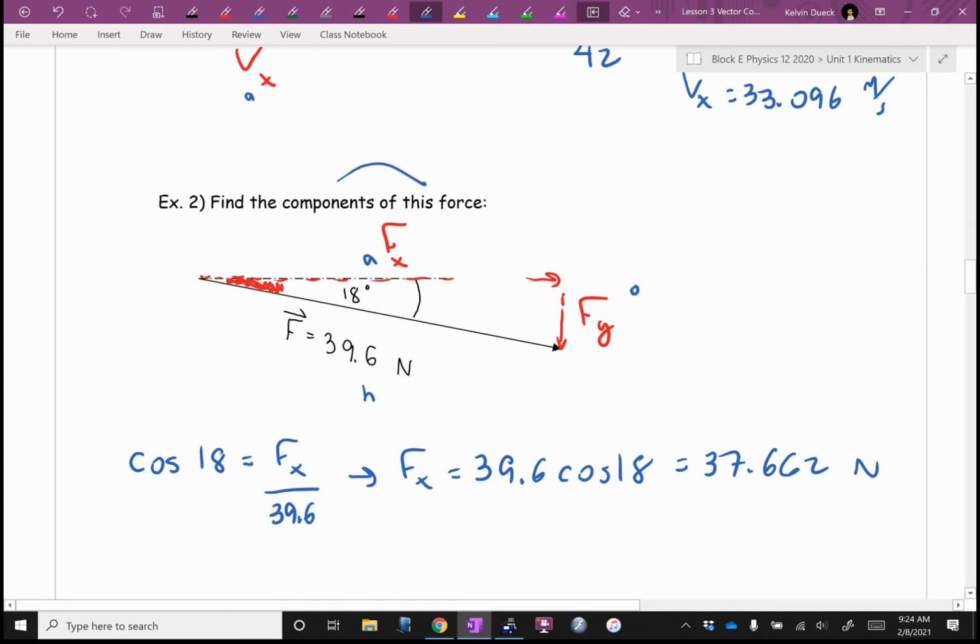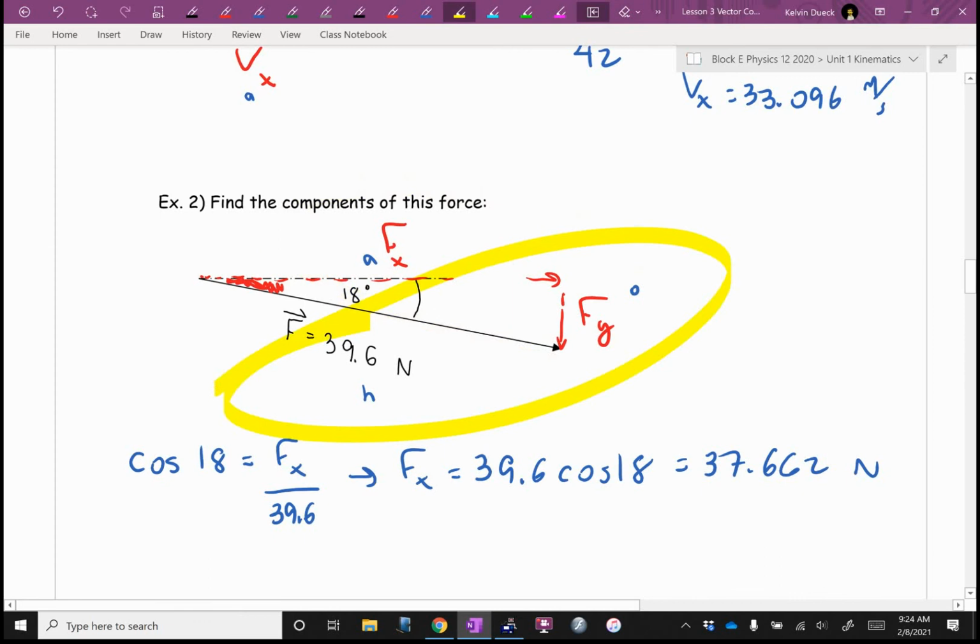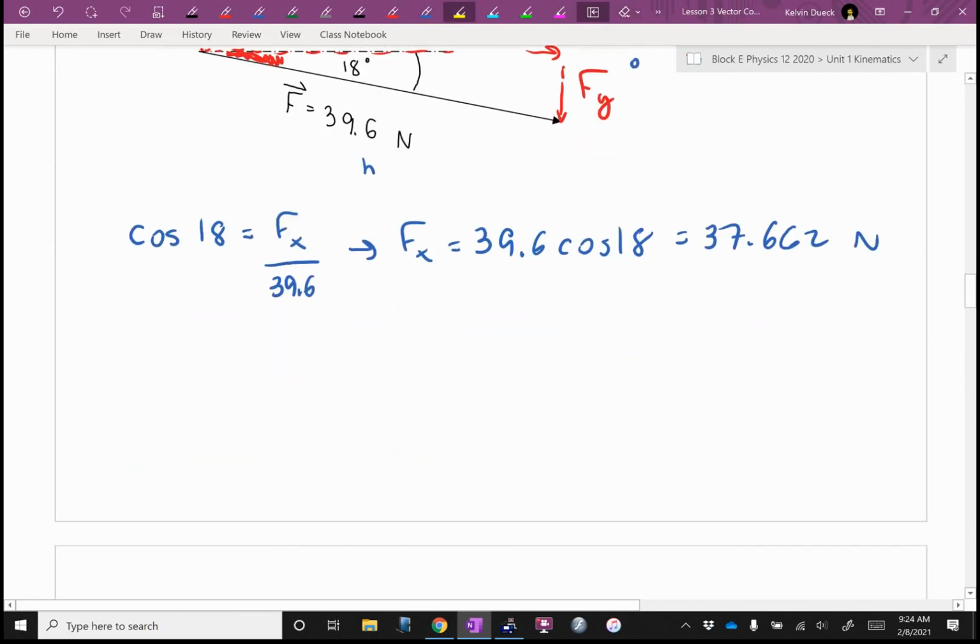Now that I know Fx, I could use tan, but then I'd be using Fx, which might be wrong, to find Fy. So, Jack, I'd rather use O and H. Which trig function? Sine? It's a sin when you say sin instead of sine? Yes? What goes next to the trig function? Angle. Fy over 39.6.